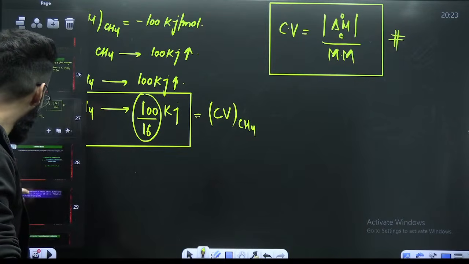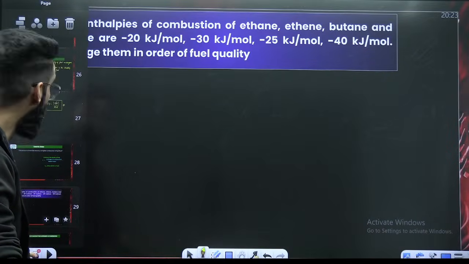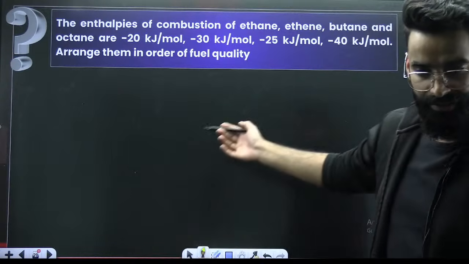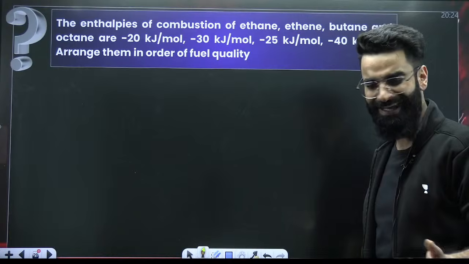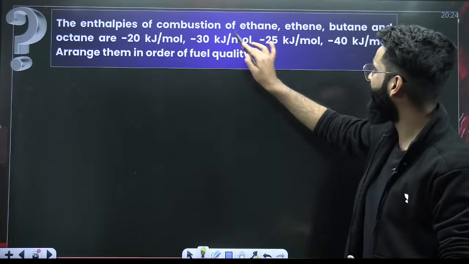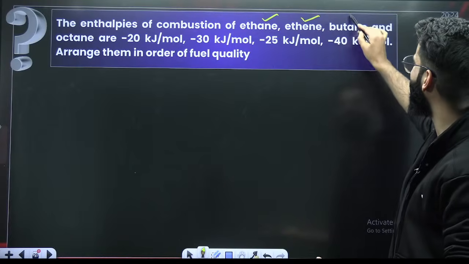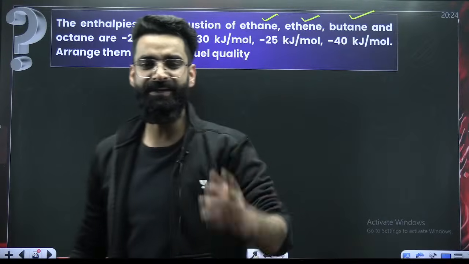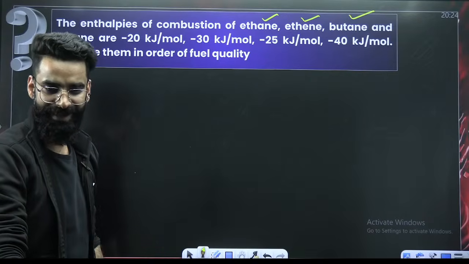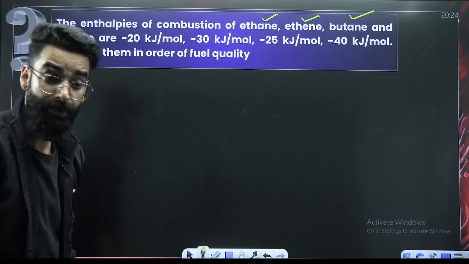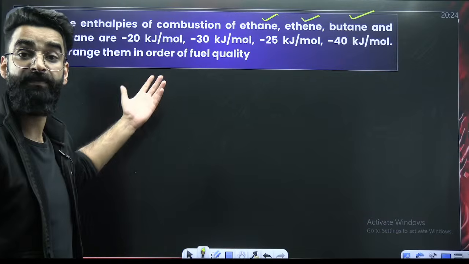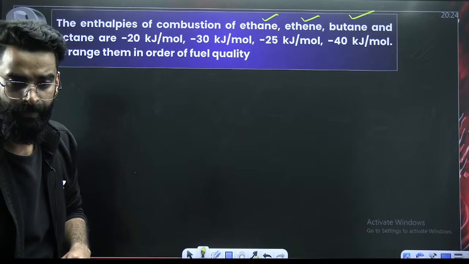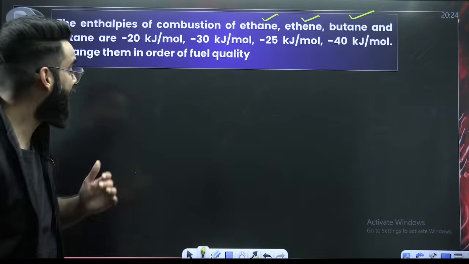Now, my dear students, if calorific value is clear, you should be in a position to answer this question as well. Isn't it very simple? Enthalpies of combustion of ethane, ethene, butane, octane are given. Arrange them in the order of their fuel quality. So what do I do? I will be calculating the calorific value of every one. How do you calculate the calorific value?